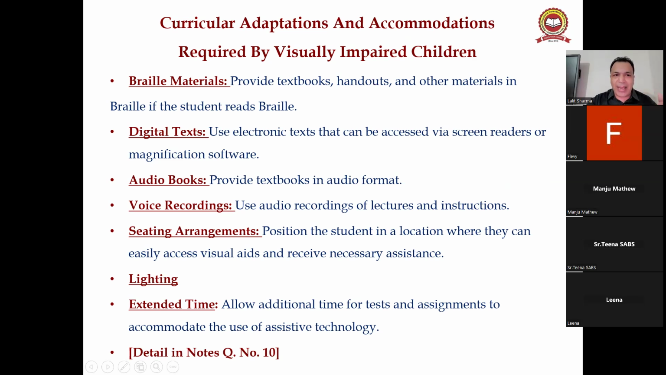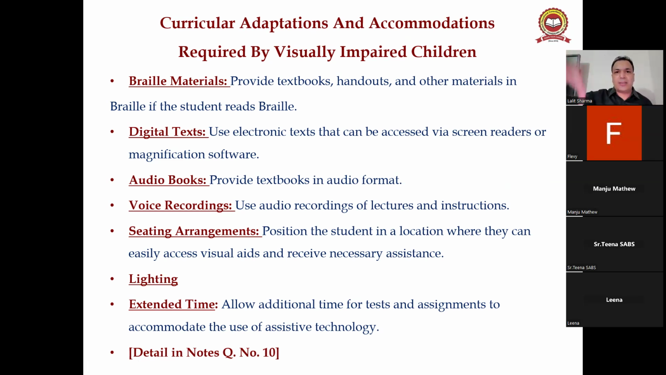What are they? Braille material, digital text, audio books, voice recording. Naturally, he will learn from audio, by listening, because he is visually impaired. Lighting, extended time. Okay, if he has low vision, then this is our duty.